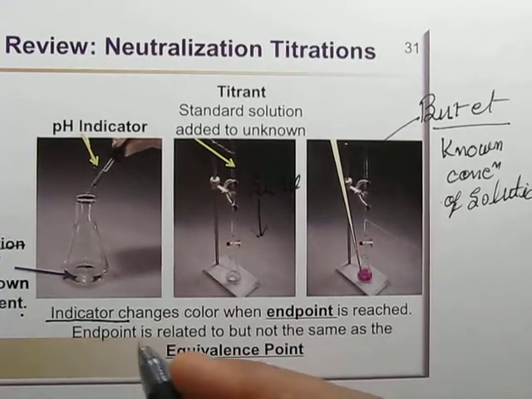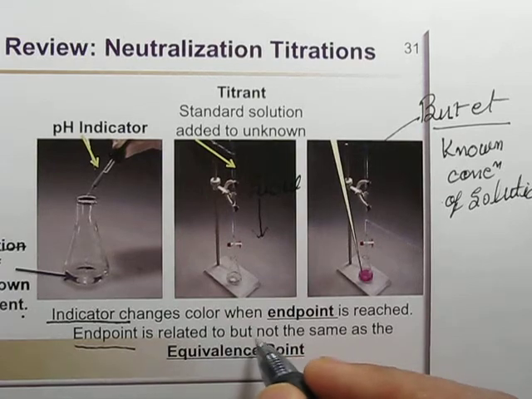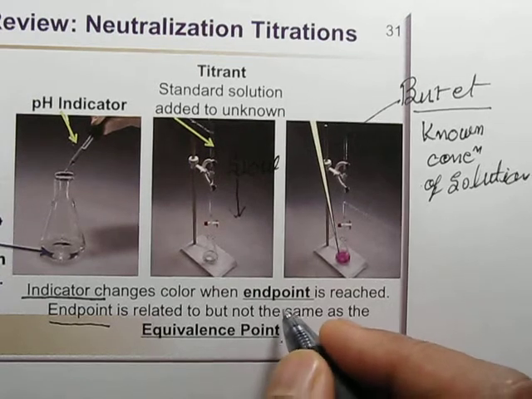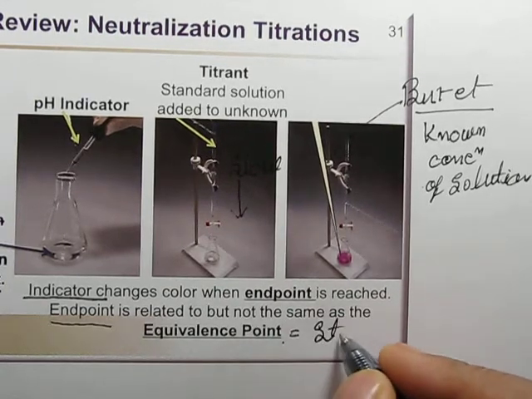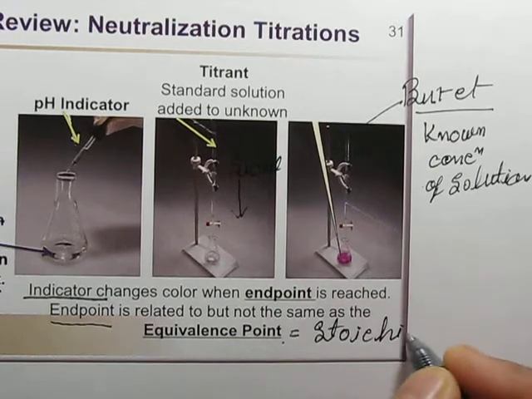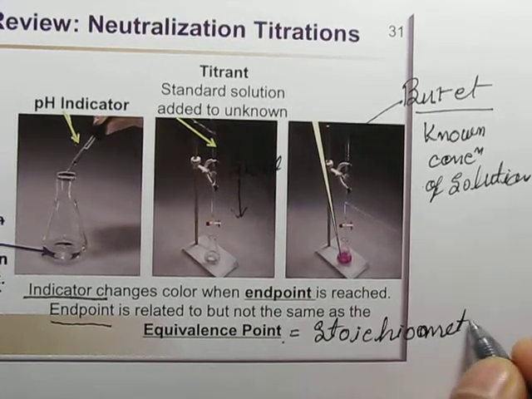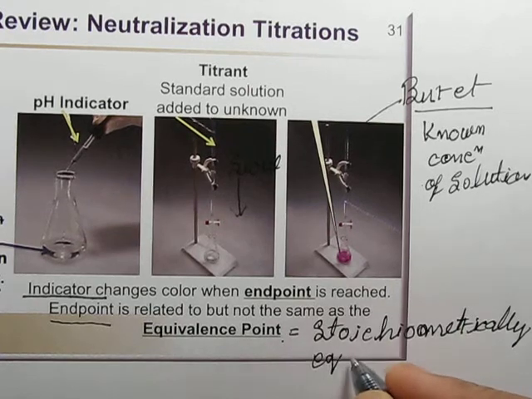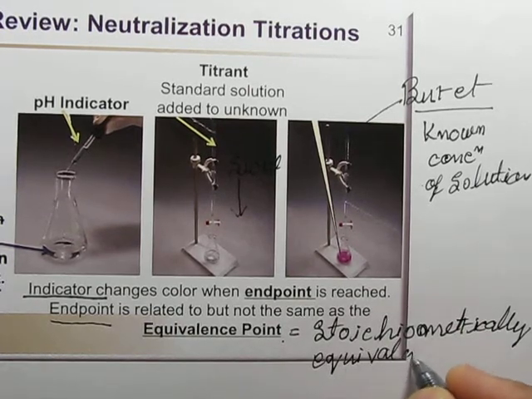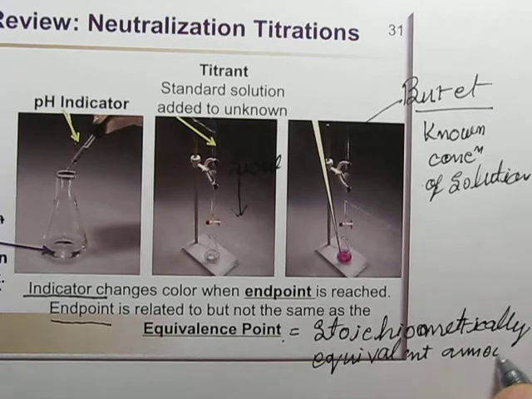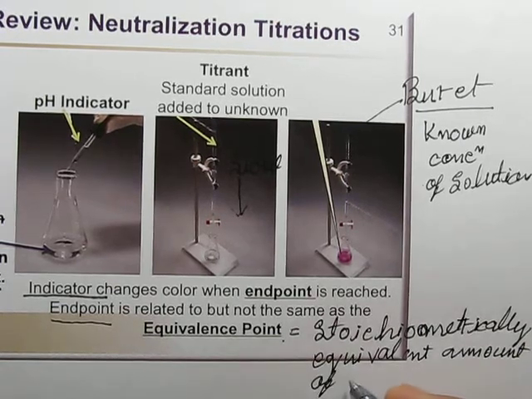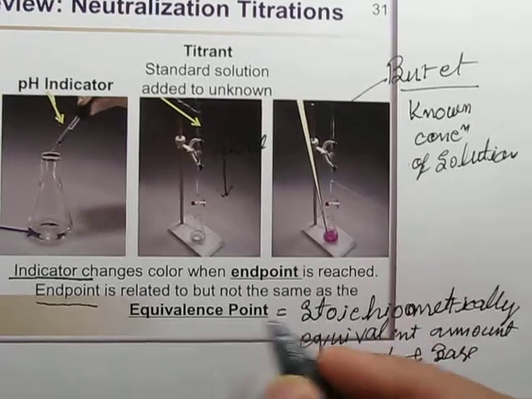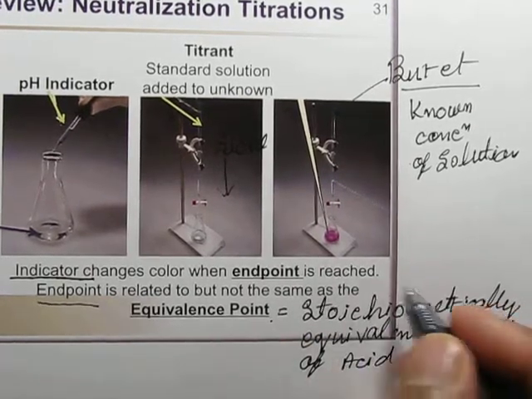And what is the meaning of end point? End point is related to but not the same as equivalent point. Equivalent point means a stoichiometrically equivalent amount of acid and base, so basically equivalent point means like 1 mole to 1 mole.